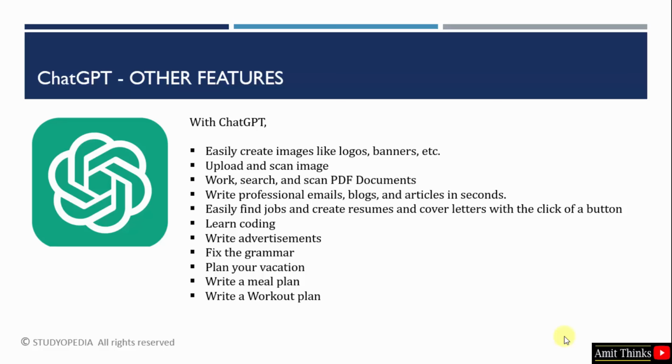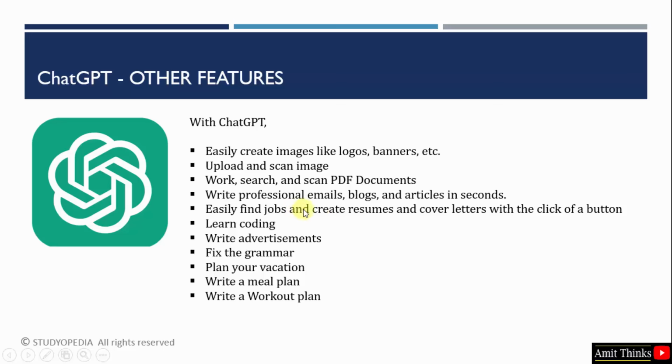Now let us see some other features of ChatGPT. You can easily create images like logos, banners, social media banners, or random images using ChatGPT. Also upload and scan any image. You can ask ChatGPT what do you think about this image. Upload PDF documents, scan them, get the summary of that document, key insights about the document, list the chapters or headings on the click of a button.